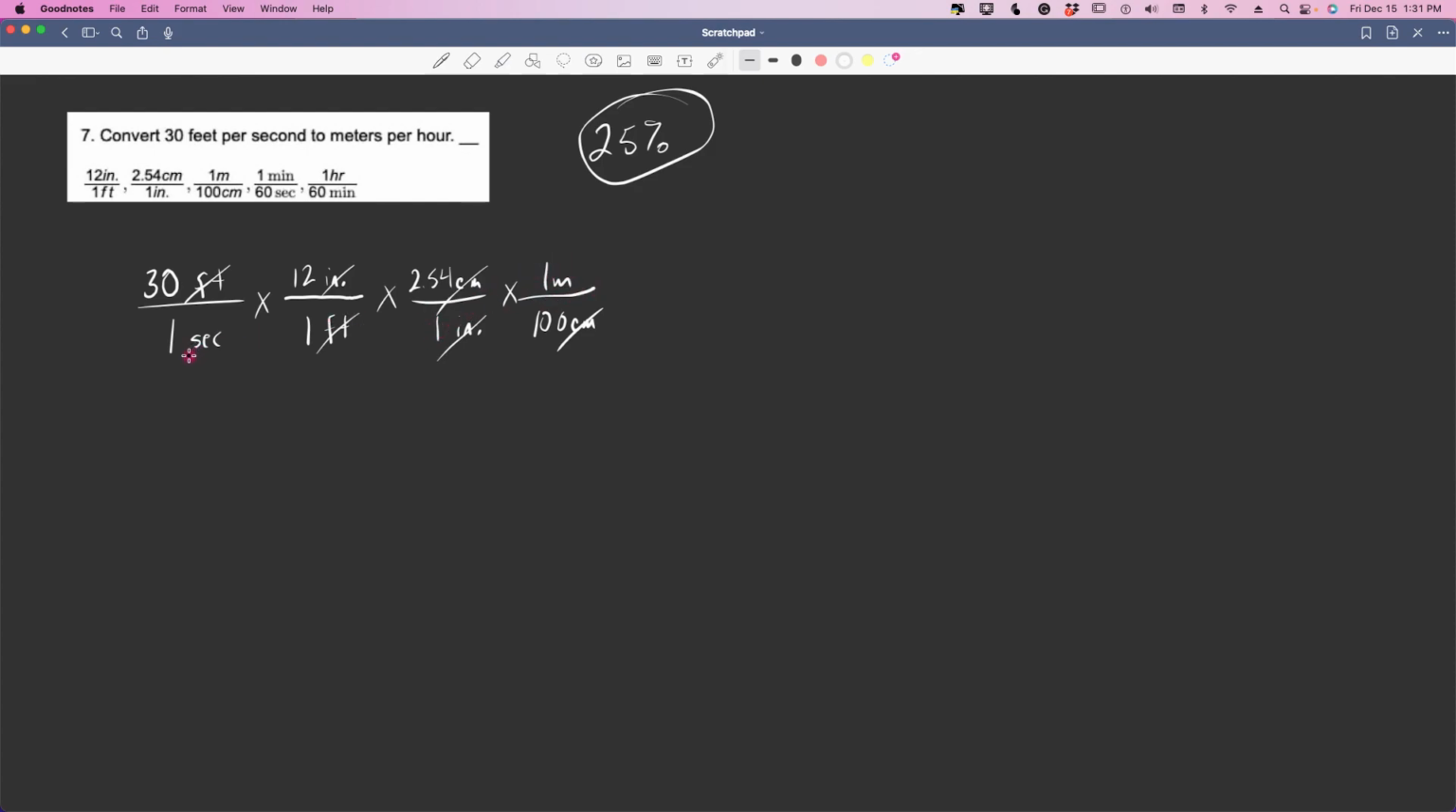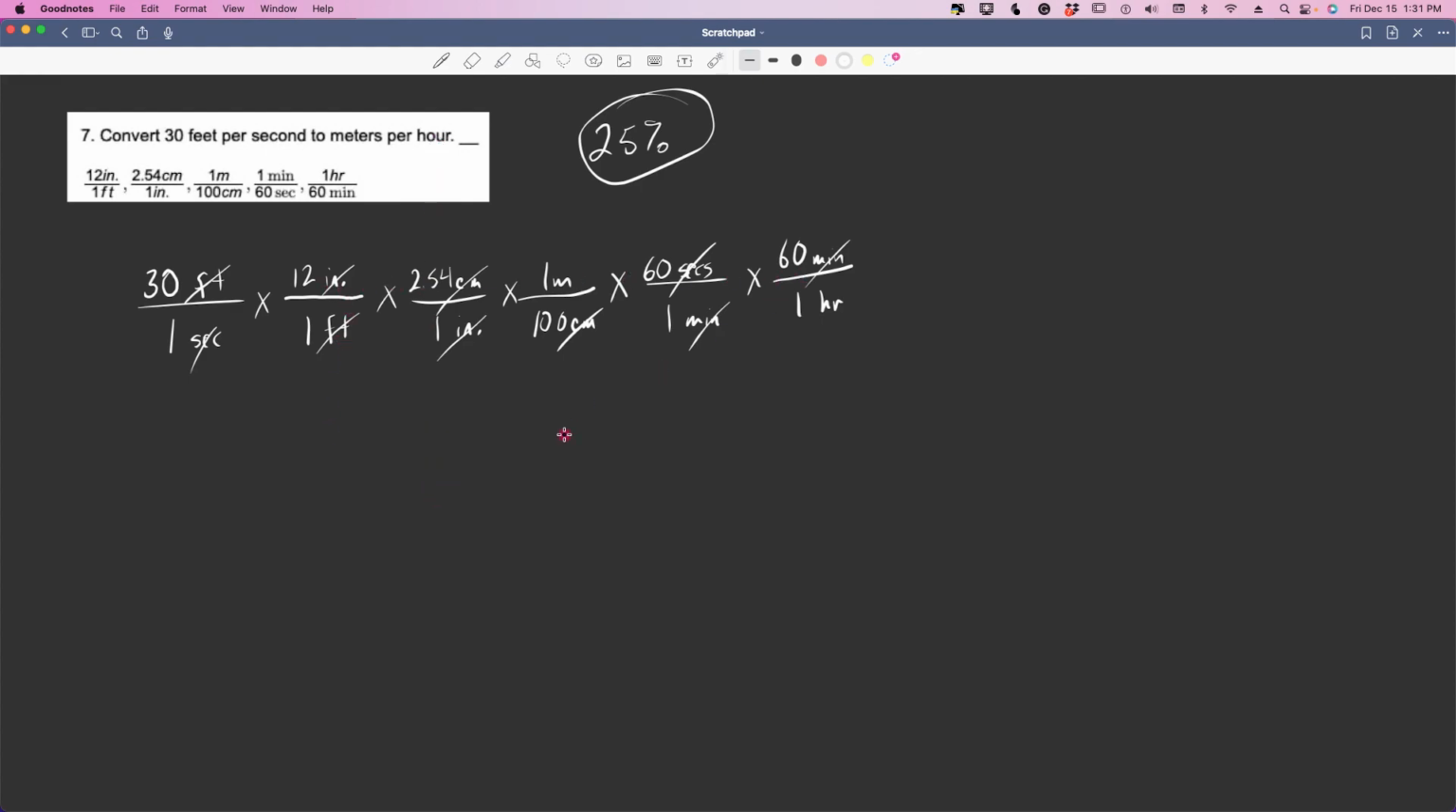So now we can address the time. We go from seconds to minutes. So 60 seconds is 1 minute. And 60 minutes is 1 hour. An hour is where we wanted to go, from seconds to hours.